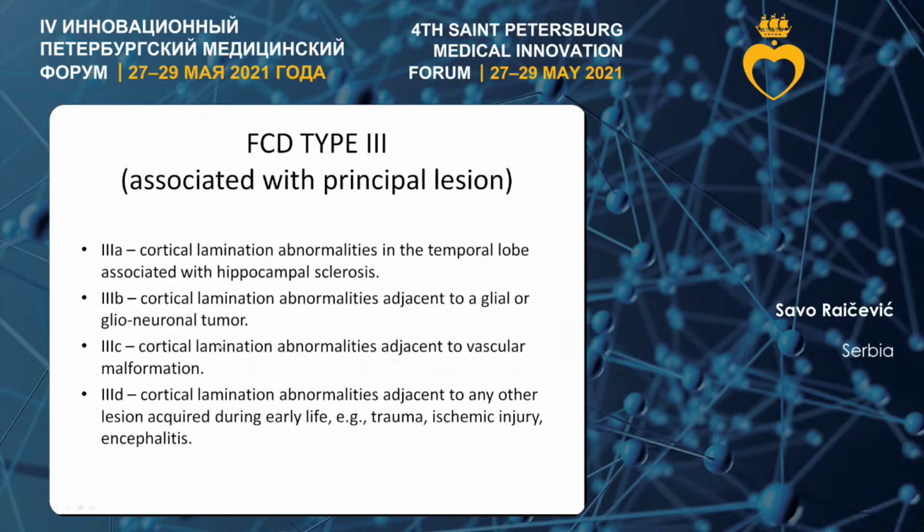Focal cortical dysplasia type 3 is cortical dysplasia associated with the principal lesion. So this is a new category introduced by the International League Against Epilepsy. And it has 4 subtypes. 3A is cortical dysplasia associated with hippocampal sclerosis. 3B, cortical dysplasia adjacent to a glioneuronal tumor. 3C is cortical dysplasia adjacent to vascular malformation. And 3D is cortical lamination abnormalities adjacent to any other lesion acquired during early life, like trauma, ischemic injury, encephalitis.